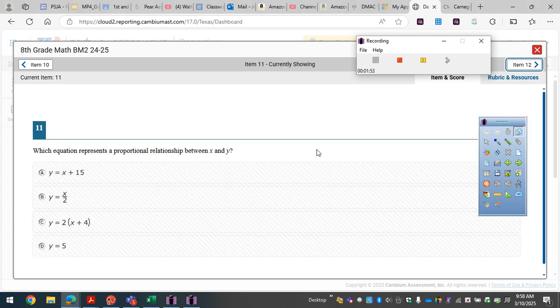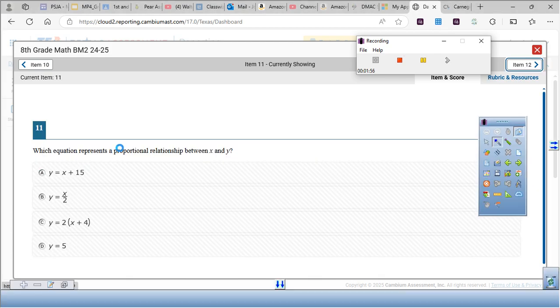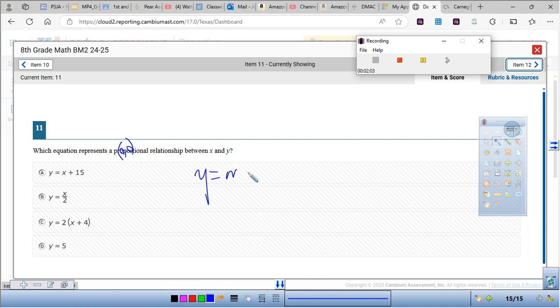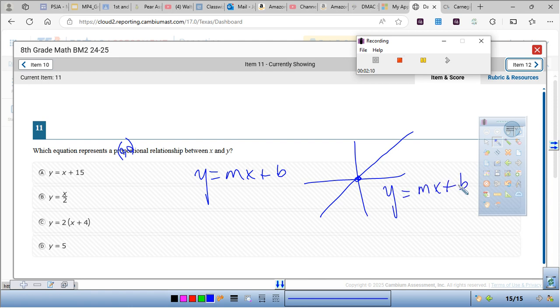Go to question 12. Which equation is proportional? My review, guys, remember proportional meant that it goes to the origin. Okay? And when it comes to all these equations, they're in the form of y equals mx plus b. You go through an equation where it goes to the origin. You're going to have y is equal to mx plus b, but b is really plus 0. And usually, we don't ever write plus 0.